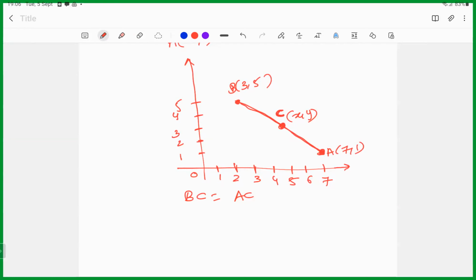How many points will be there like that? How many such points will be there? Only one point, right? There won't be multiple points. Only one point which satisfies that it is equidistant from both of them.